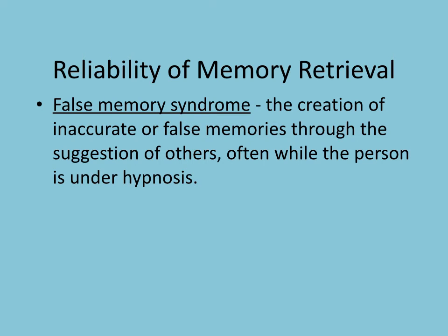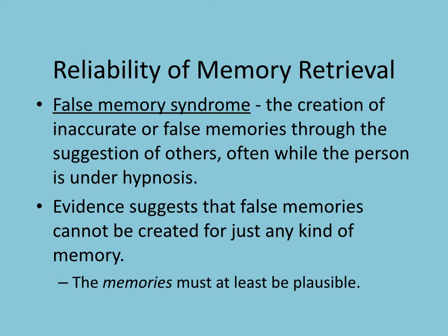Now, when we deal with our memory retrieval, there's a thing called false memory syndrome, and it's the creation of inaccurate or false memories through the suggestion of others. When we meet someone who doesn't like someone else, we kind of like, "Oh my God, I totally get that." Like, I knew they were kind of shady, even though there's never been an experience of this. Okay, that's called false memory syndrome. Now, there's evidence that suggests false memories cannot be created for just any kind of memory. Memories must be plausible or less concrete. Mostly in group experiences, you can come up with them and stuff like that. But a one-on-one conversation, it's pretty hard.